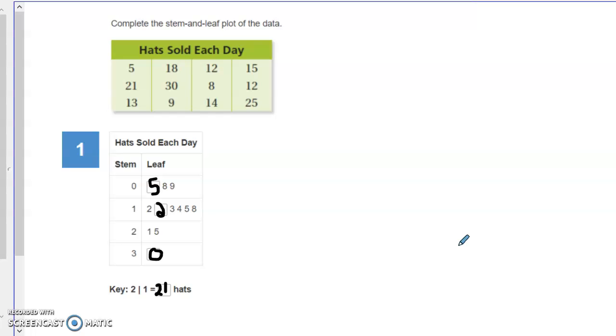Now, yesterday in the lesson video, I got you started with number 1. So the leaf that was missing here was 5, the leaf that was missing here was a 2, and the leaf that was missing here was a 0, and then you had to fill in 21 hats to complete the stem and leaf plot for that data.